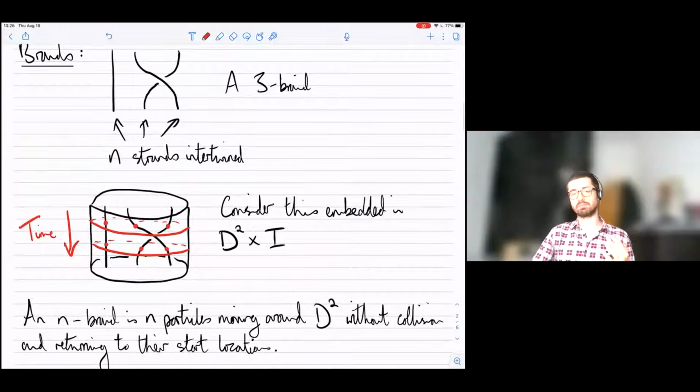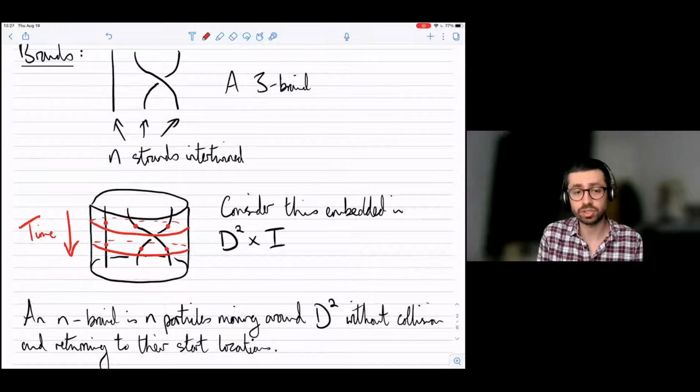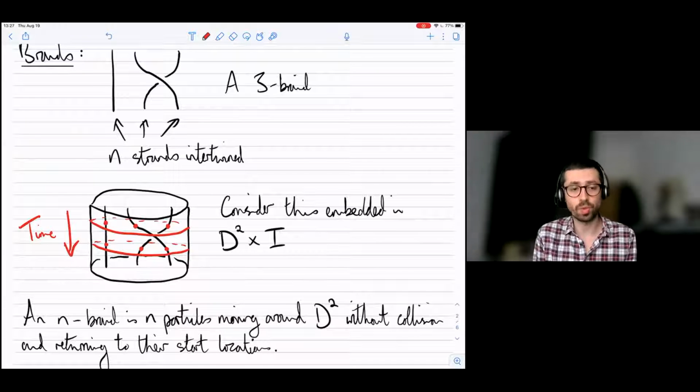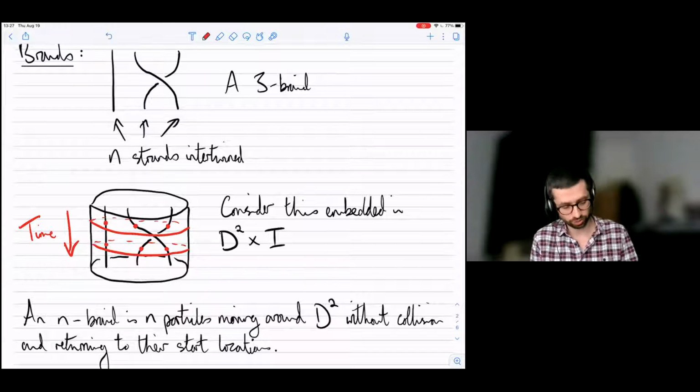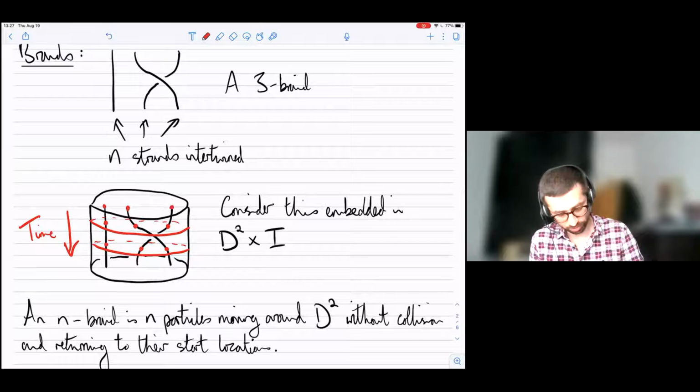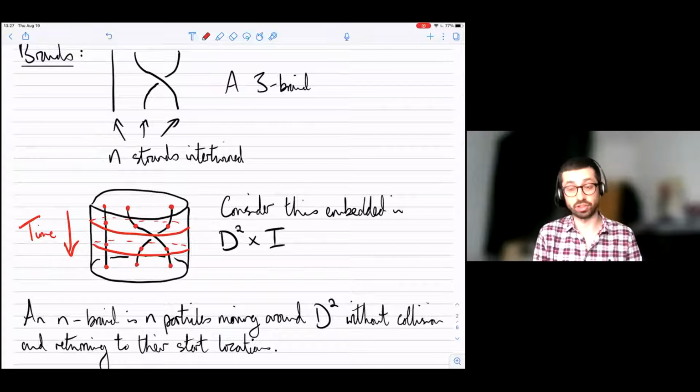So with this interpretation in mind, an n braid is simply n particles moving around the disk without colliding with each other, because the strands of the braid don't intersect, and then eventually returning to their start locations, potentially with some of them permuted with each other along the way.